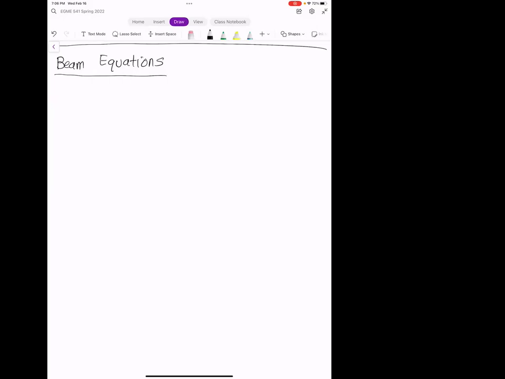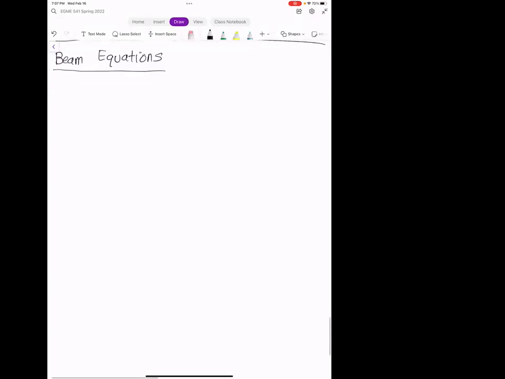So, beam equations. So far, we've introduced this concept of the direct stiffness method, and the idea is that if we have these structural elements, and we can form the element stiffness matrices for them, then we can solve the equations. So far, we've only done cases where we have purely axial displacement.